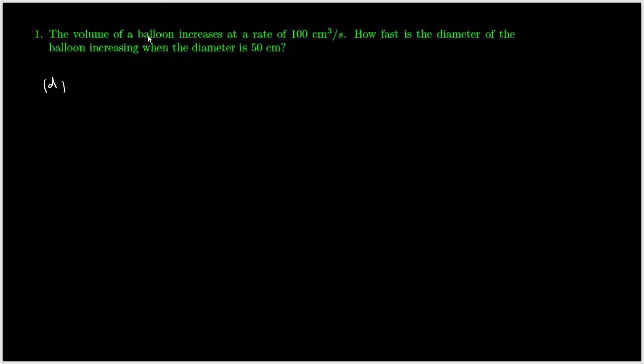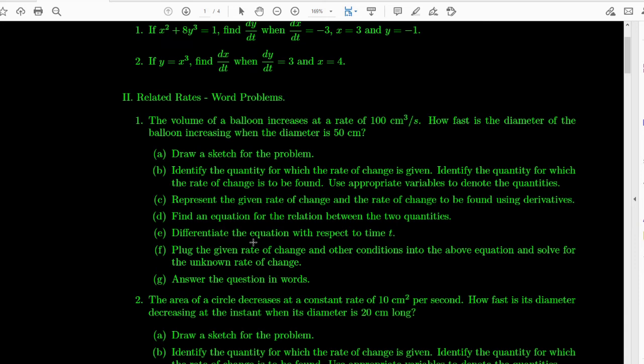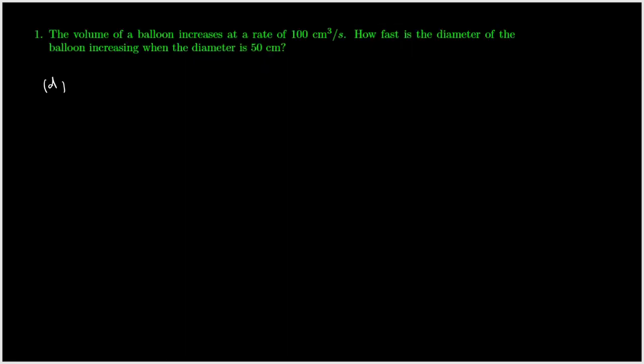The first thing in step D, I will show you the wording. In step D, we are looking for an equation that can relate the two quantities. One quantity in this particular case is the volume V, because we know the rate of change of V, and the other quantity is x, the diameter, because we are looking for the rate of change of x. Now we are looking for the relations.